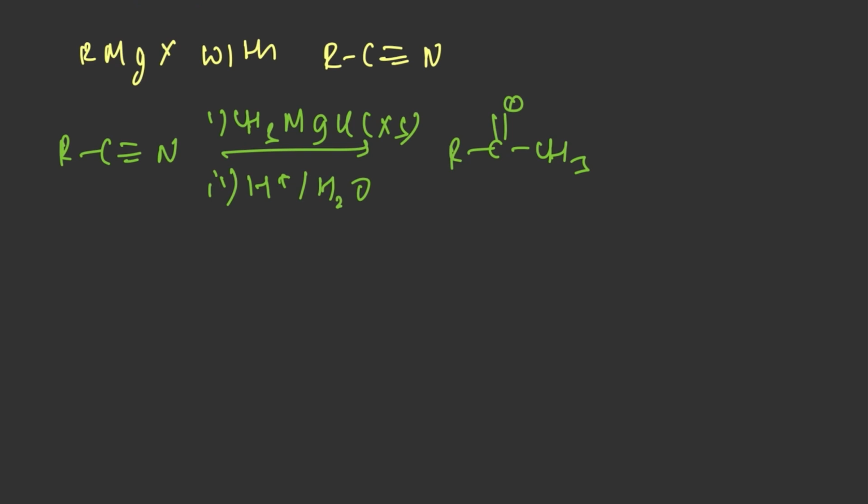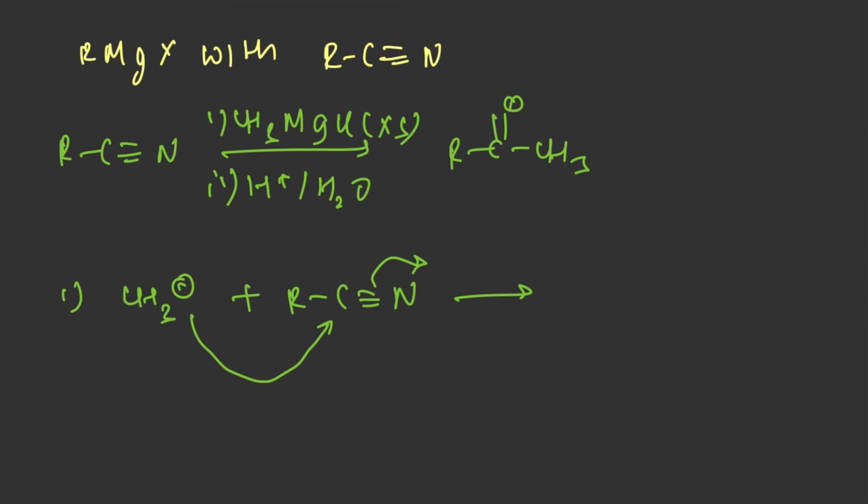Now what will happen? In the first step, CH3⁻ will react with RC≡N. We know that it will attack on the carbon, and the lone pair will go to the nitrogen, giving R C(CH3)=N⁻. It will react with H+, then it will form RC(=NH)CH3.